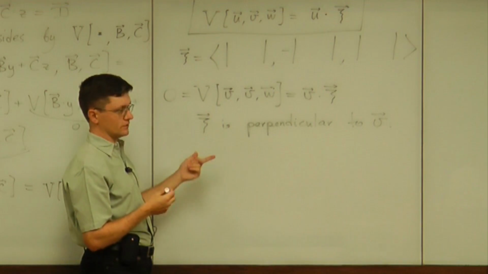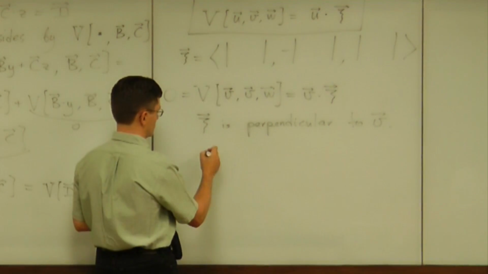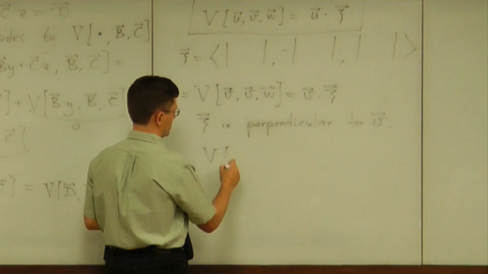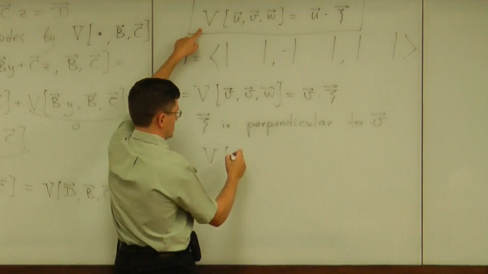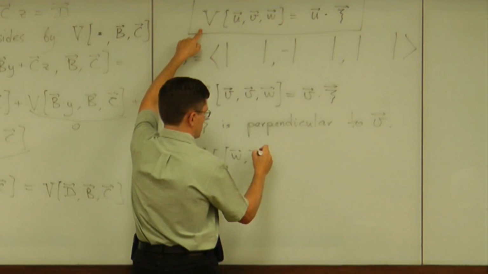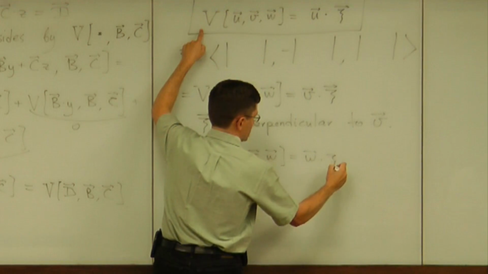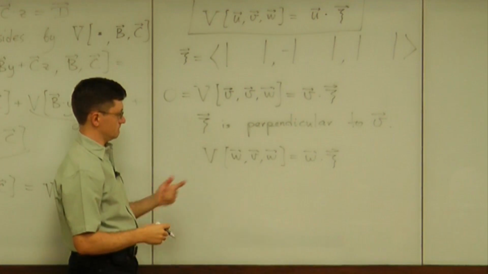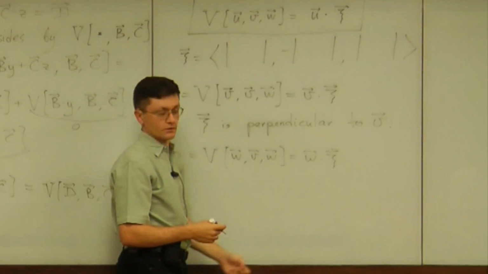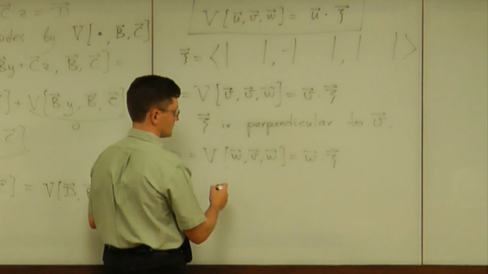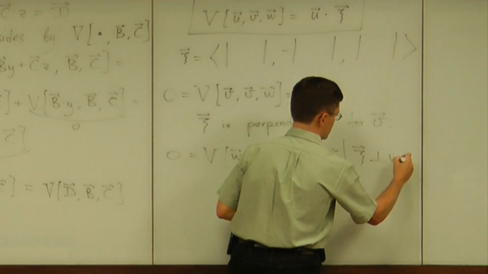Now, is it perpendicular to W? Why don't we do the same thing? I will use the same formula, but instead of U, I will use W. The volume of W, V, W equals W dot xi. Left hand side is 0. Dot product being 0 means they're perpendicular. So xi is perpendicular to W.